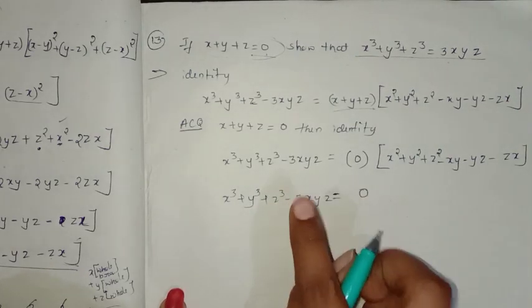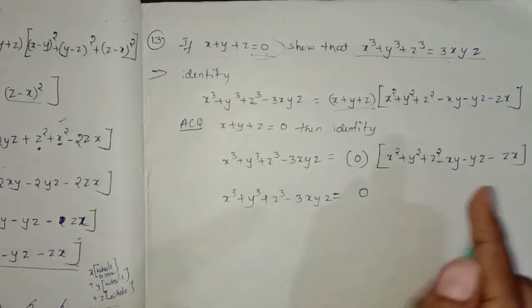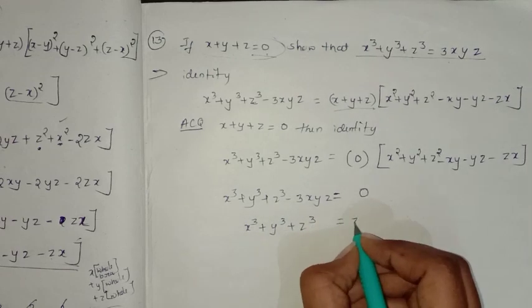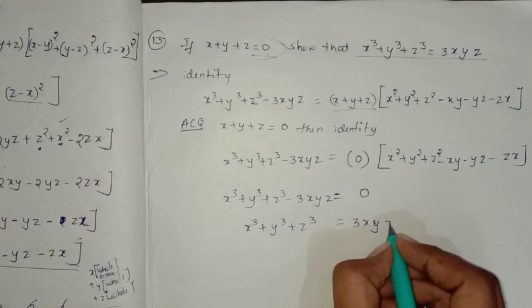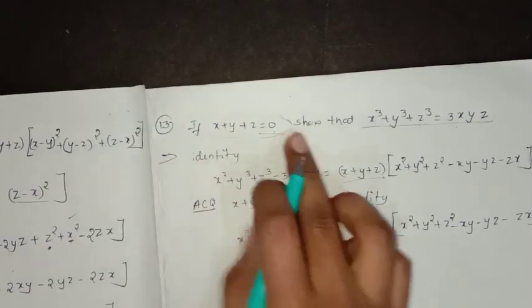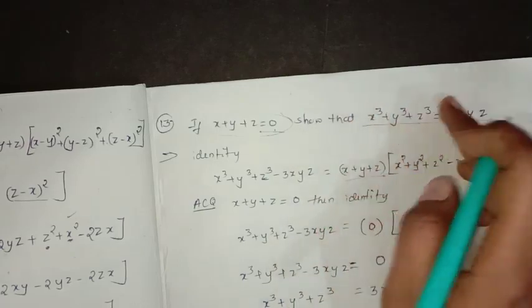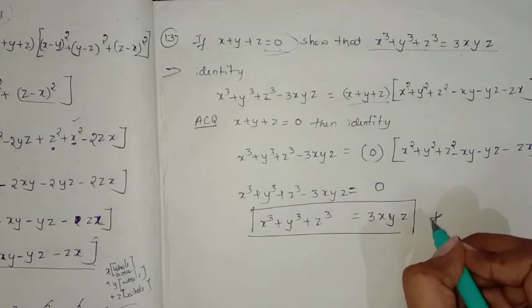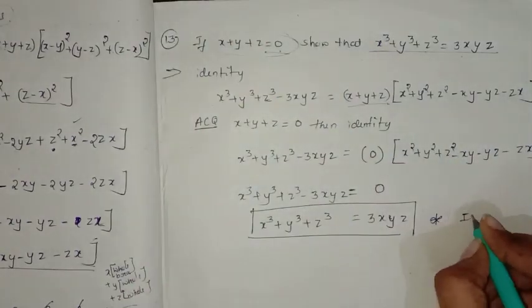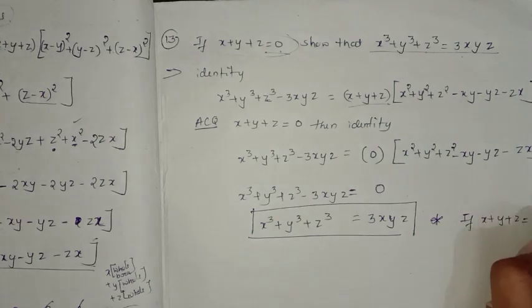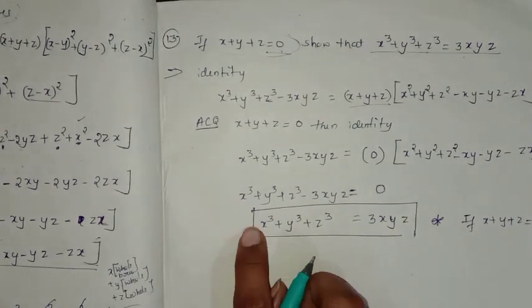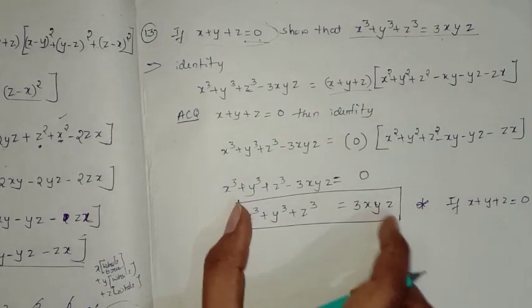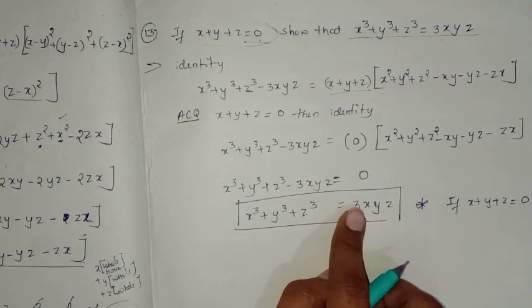If it is a negative term and you take it to the other side, what will happen? It will become positive: x cube plus y cube plus z cube is equal to 3xyz. So this is the identity which we can use when x plus y plus z is equal to 0 is given. That time you can use this identity, x cube plus y cube plus z cube is equal to 3xyz.